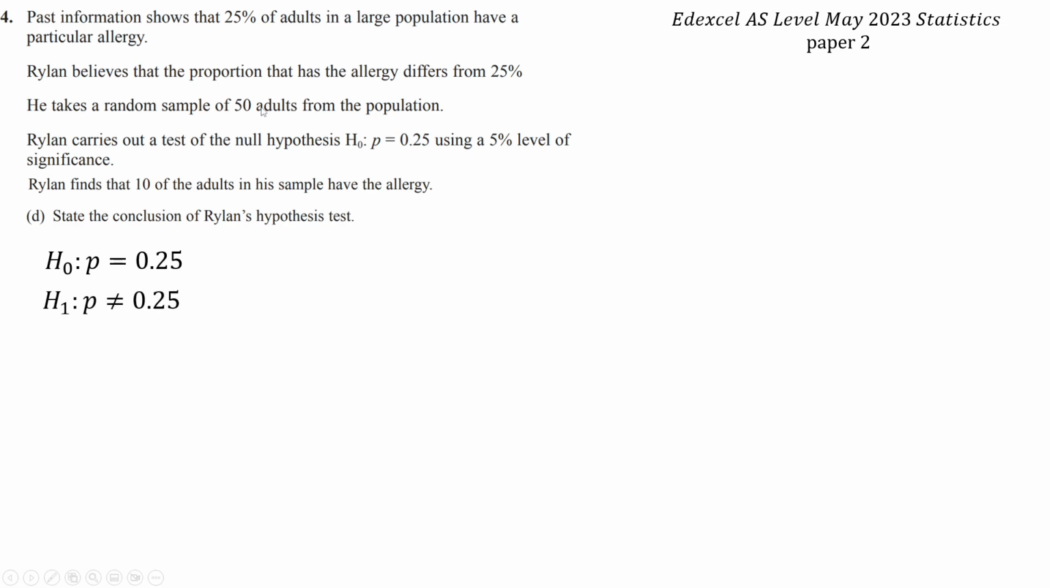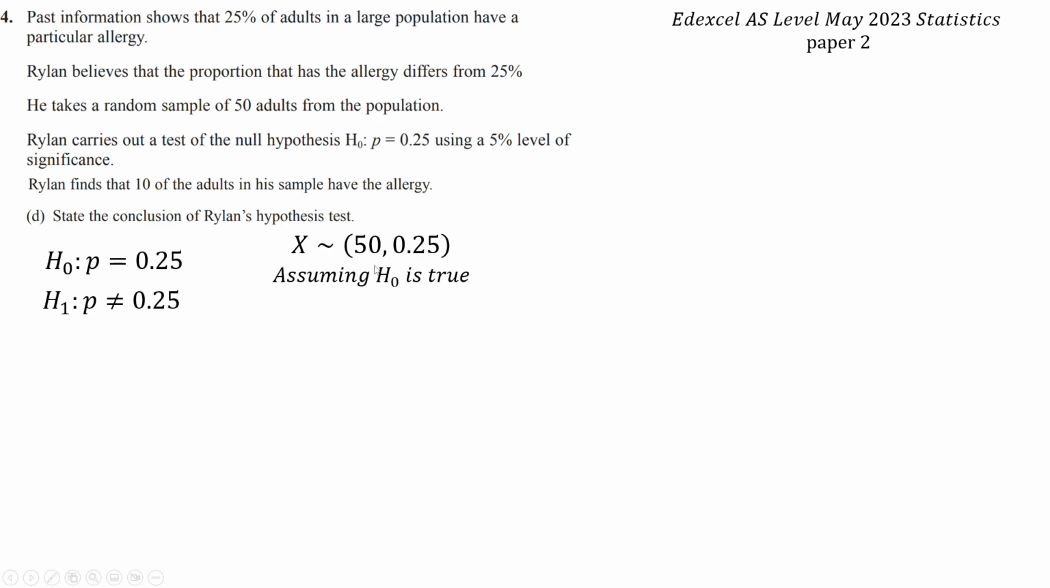There's a sample of 50 people. It actually tells us the null hypothesis here. The significance level is 5%, and Ryan finds that 10 of the adults in his sample have the allergy. So 50 adults, so a sample size of 50, probability of 0.25. This is assuming H naught to be true, and I've forgotten to put B here again.